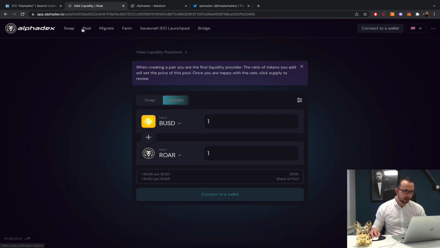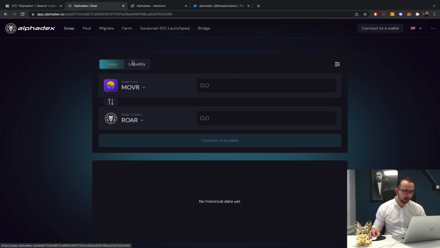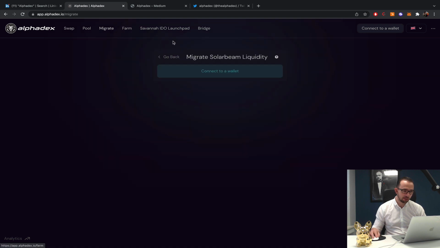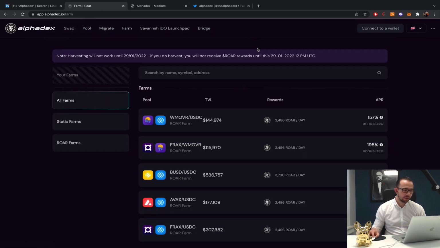Okay, so this is adding liquidity. So we can swap and add liquidity. We can go look for pools. Liquidity provider rewards: liquidity providers earn 0.3% fee on all trades proportional to their share of the pool. Fees are added to the pool in real time, claim by withdrawing your liquidity. All right, migrate, what does that mean? Migrate Solar Beam liquidity. Migrate your Solar Beam LP tokens to Alphadex LP tokens. Okay, it's like a bridge thingy for farming. Note, harvesting will not work until the 29th of January. If you do harvest, you will not receive ROR rewards until, okay.